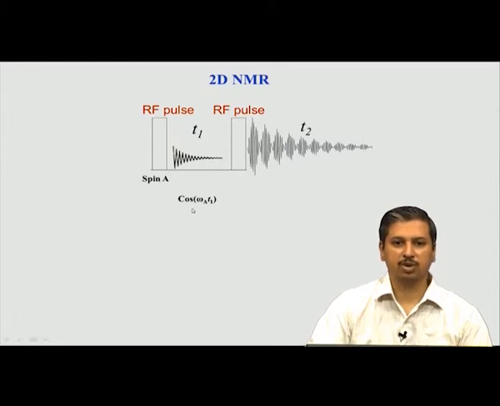That evolution, if you recall, we saw in the 1D NMR part, is written as cosine omega T, where omega is the chemical shift or frequency and T is the time. There is also another factor, the exponential decay because of relaxation, but for the time being we can ignore it. For the sake of the description, it does not matter.